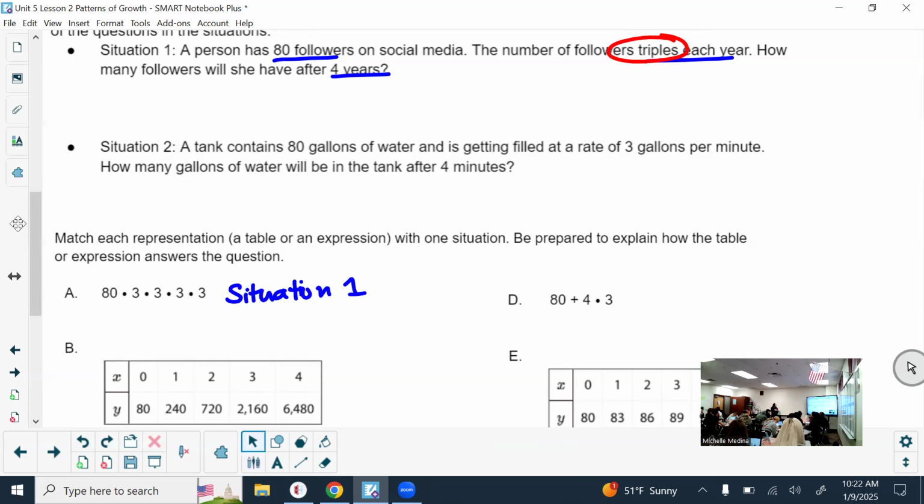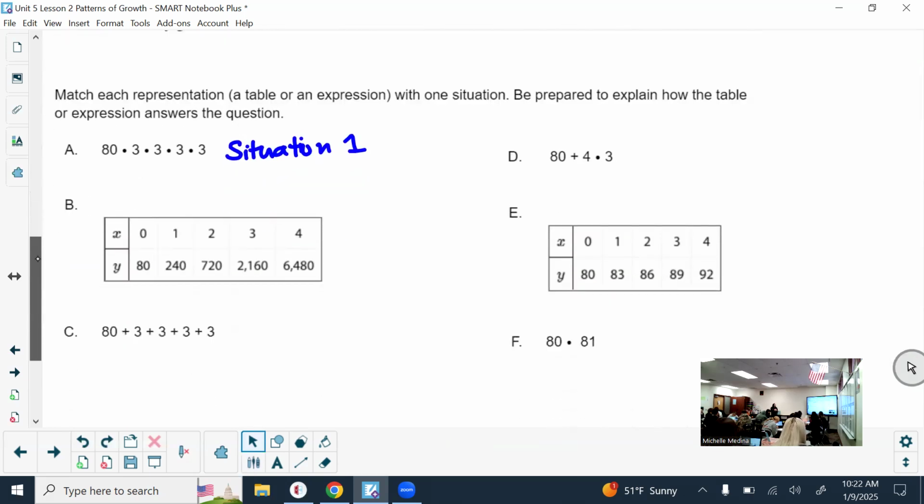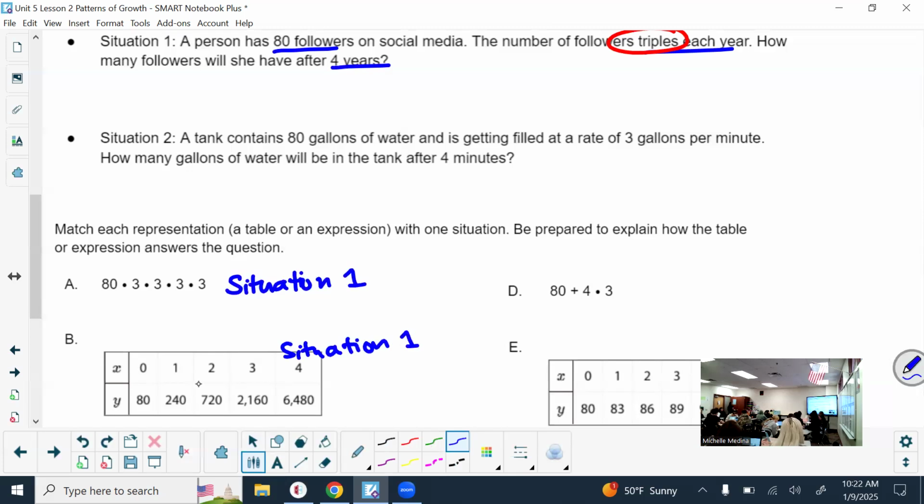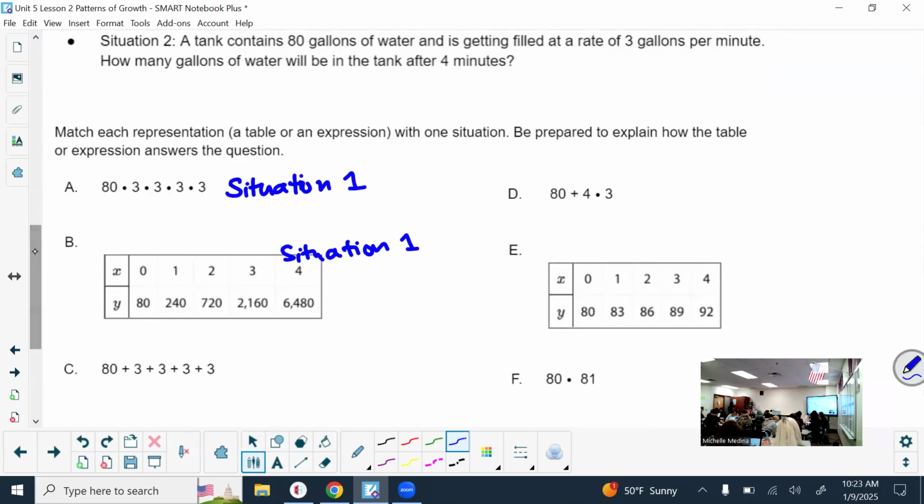It's 4 years. All right, now for table B, does that best go with situation 1 or 2? Fingers. Okay, so it looks like the consensus is situation 1. Table 3, what told you that one was situation 1? What was the giveaway? There were multiple of you that said it.